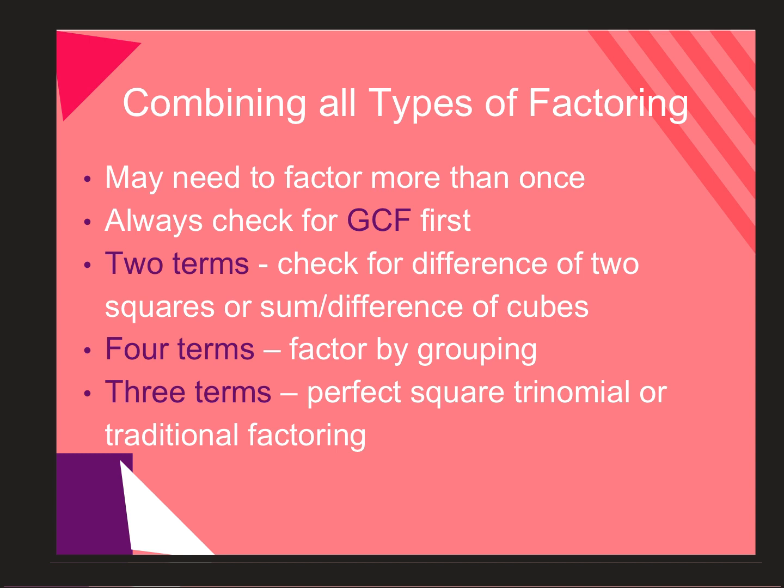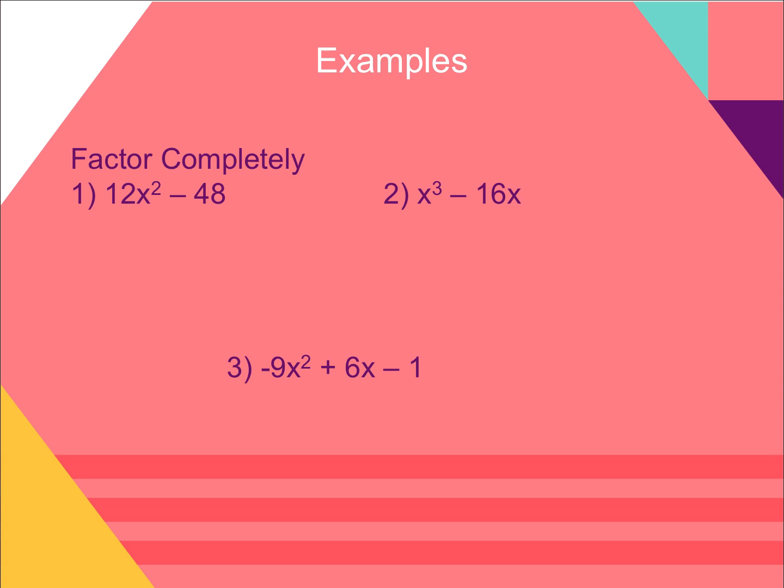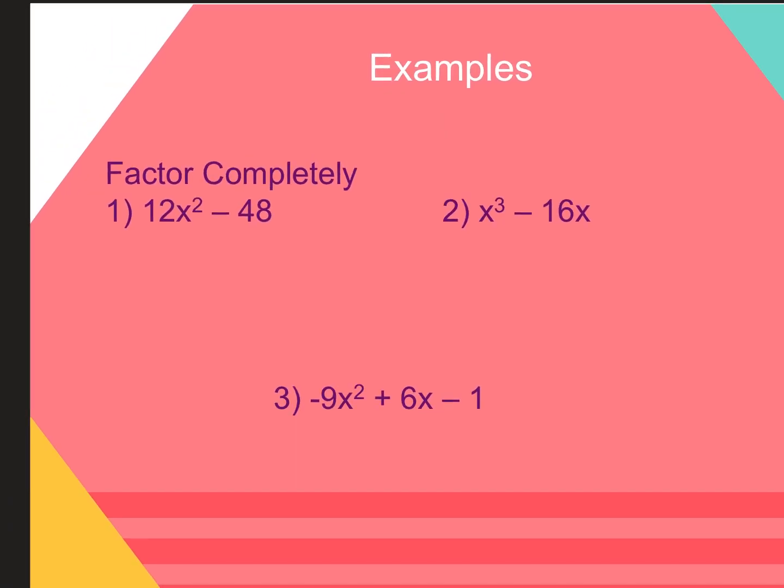If there's two terms, check to see if it's the difference of two squares or the sum or difference of cubes with our patterns. If there's four terms, we should group. And if there's three terms, check to see if it's a perfect square trinomial. And then if all else fails, we just factor normally, right? All right, so let's go through. Every single time we have a problem and it says factor completely, we need to follow these steps. The first thing we look for is a GCF, greatest common factor.